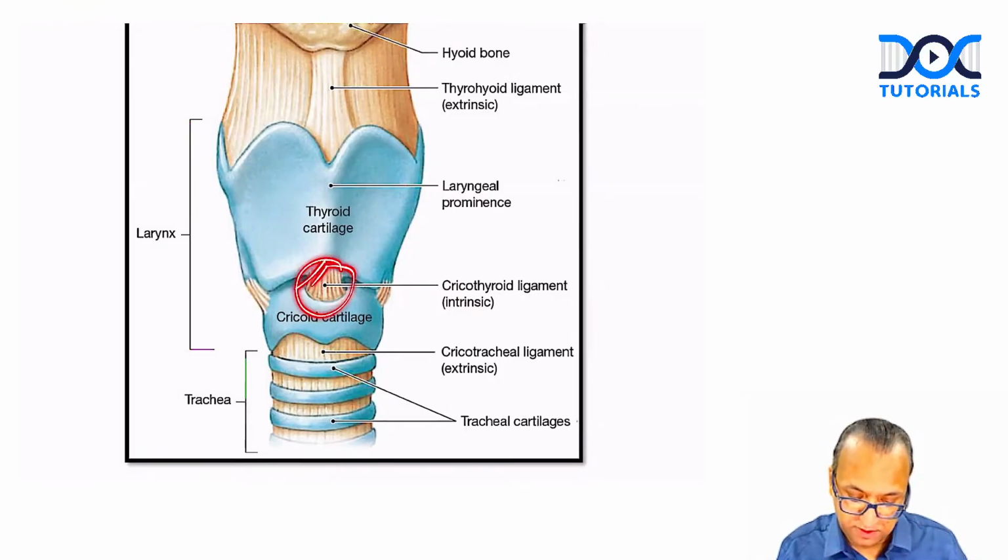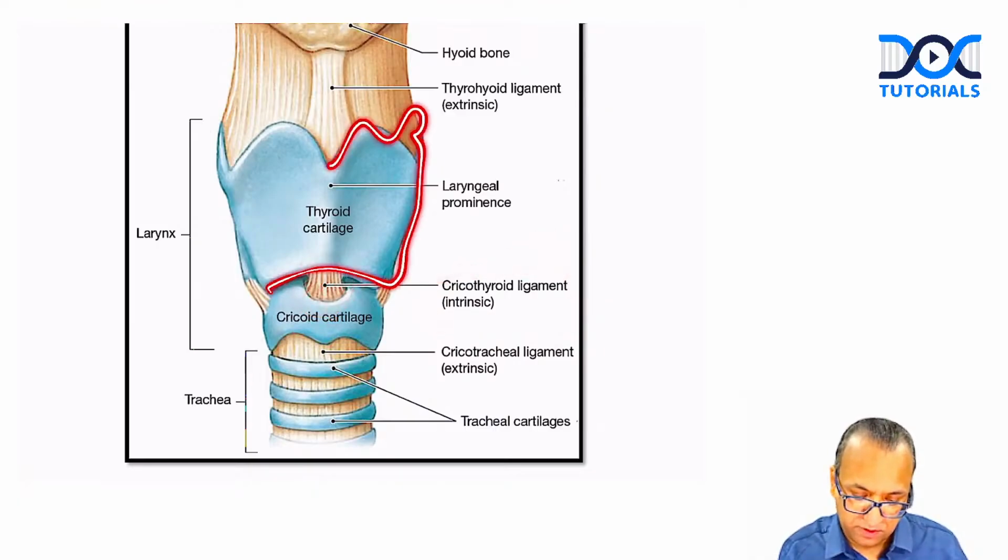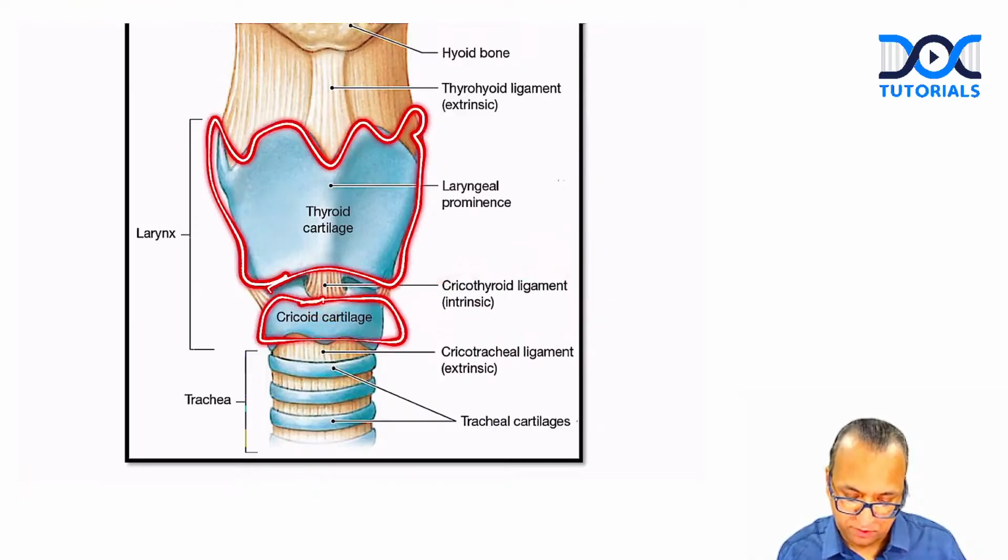So this is the area, the cricothyroid membrane, which will be inside. Ligament is outside, membrane will be inside. That is where. So above you have thyroid cartilage, and below you have cricoid cartilage. Between them, cricothyrotomy.